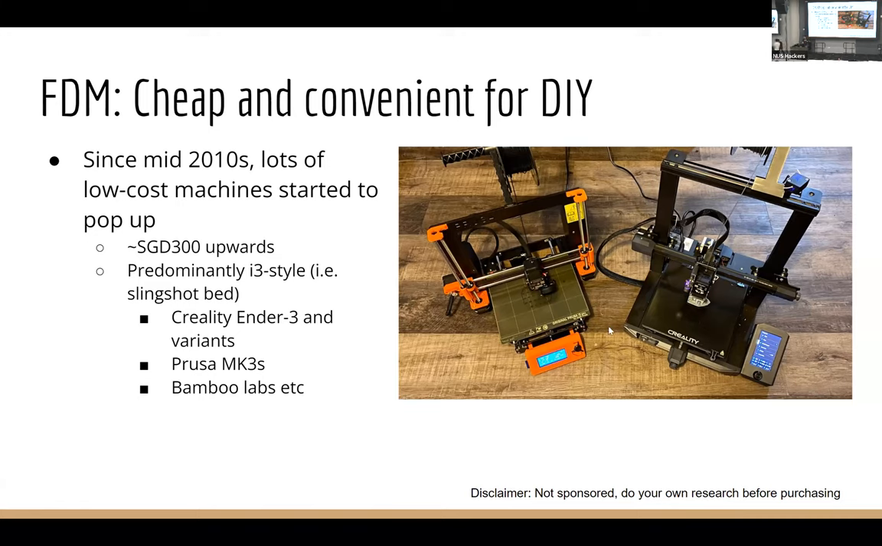It's called i3 style because this kind of printer has an overarching frame, and then the bed itself is the one that is moving around. So another name for it is a slingshot printer. It's one of the cheaper designs that you can find. Of course, this design has its own downside, which I will not get into. There are a lot of different 3D printer designs that each have their own advantage, but this is mainly because it's very cheap to build.